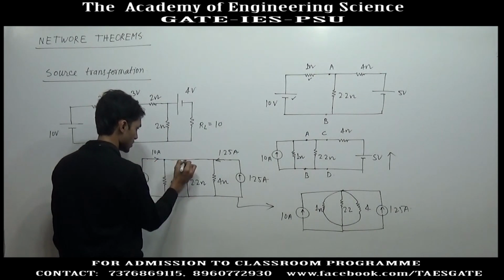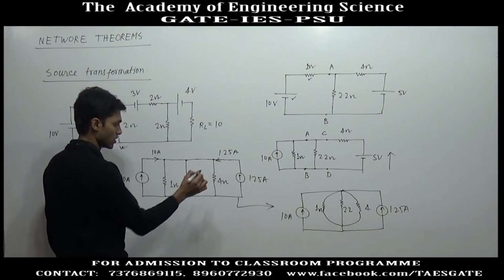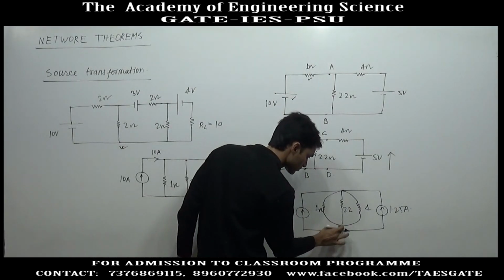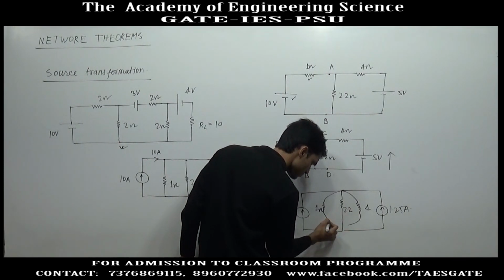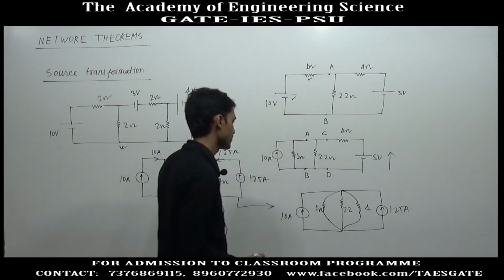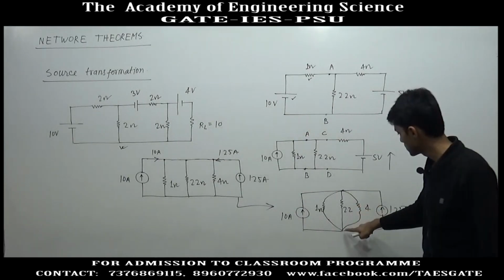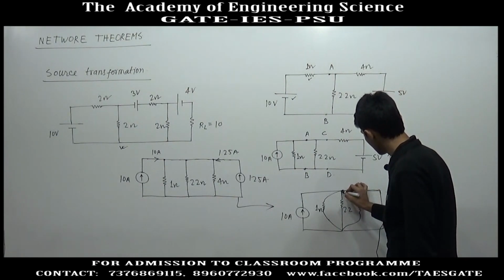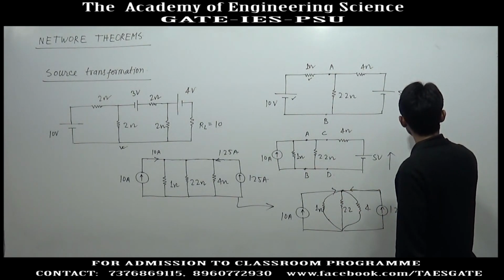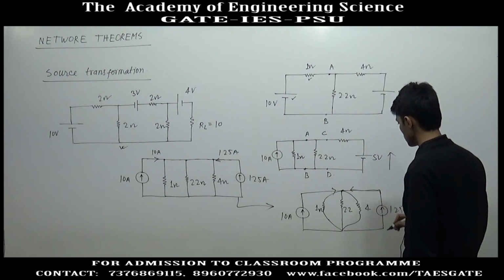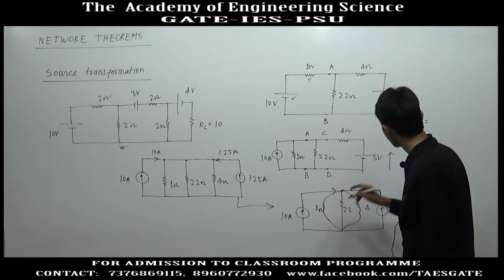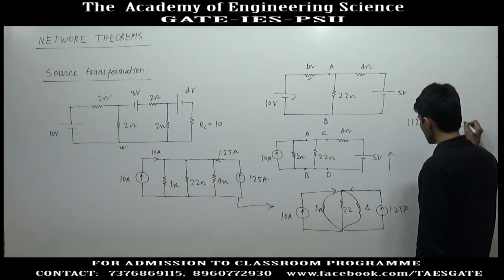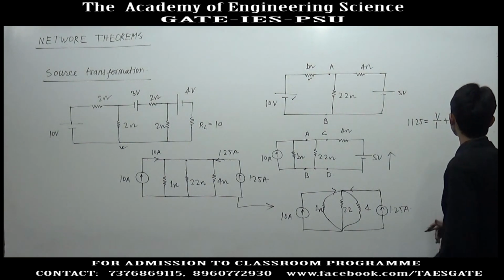Because there is no element connected between these 3 points, these 3 points can be joined. So I have joined these points. Now suppose the voltage difference is V here. So the total incoming current at this node is 10 plus 1.25, that is 11.25. This is equal to total outgoing current in this branch, V by 1 plus V by 2.2 plus V by 4.